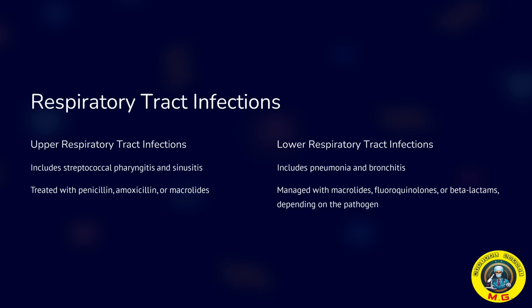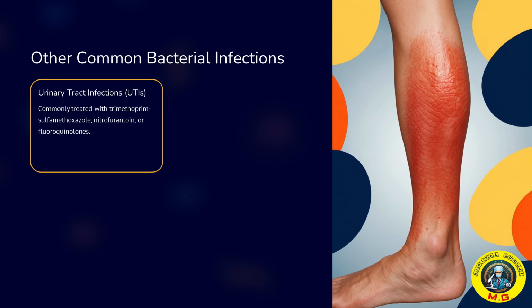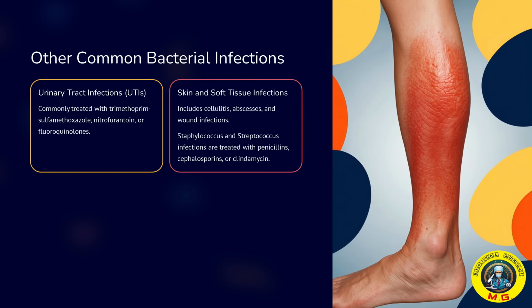susceptibility pattern. Second condition is the UTI, urinary tract infections, commonly treated with trimethoprim-sulfamethoxazole, nitrofurantoin, or fluoroquinolones. Third category is skin and soft tissue infections, including cellulitis, abscesses, and wound infections. Mainly the staphylococcus and streptococcus infections are treated with penicillin, cephalosporin, and clindamycin.